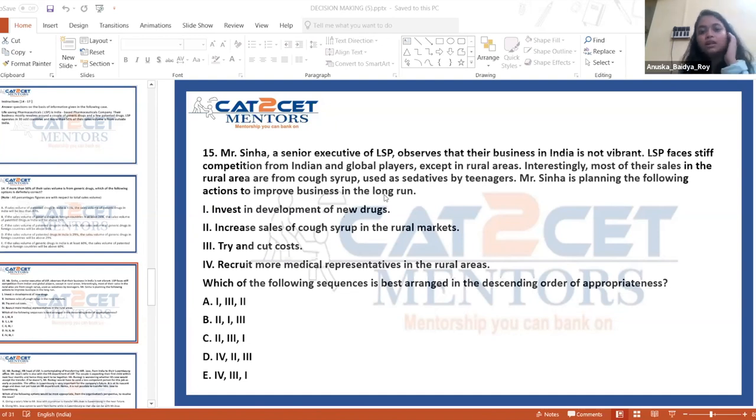In 2, look, increase sales of cough syrup in the rural market. Yes, okay, the business will grow. If people buy it, the business will definitely grow. But then it is said that it is used as a sedative by teenagers. So if you know this, maybe not a very ethical option, but okay, you can do it if you try to grow the business. It's not in grey waters, okay.